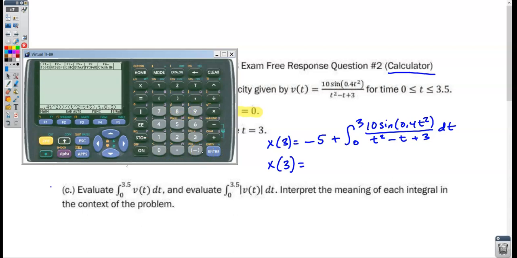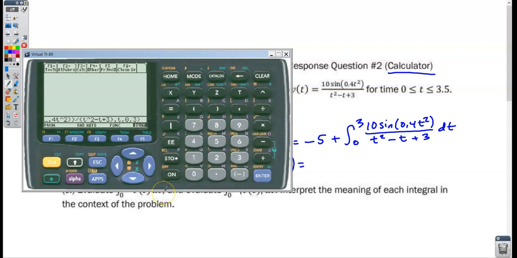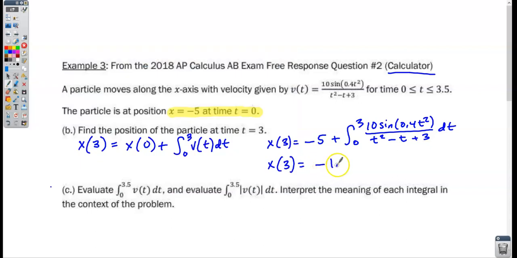Go ahead and let my calculator figure this out. And sometimes it takes a little bit of time. I almost feel like I need hold music right now. There we go. -1.760. And it looks like I typed everything in correctly, so there we go. That's our position at time 3.